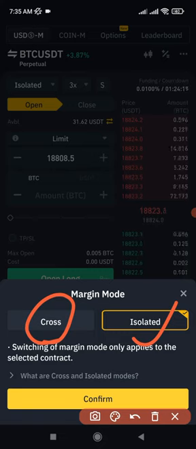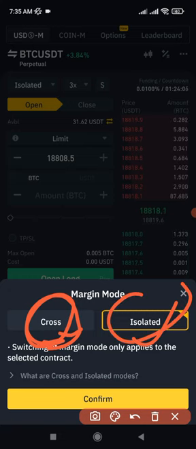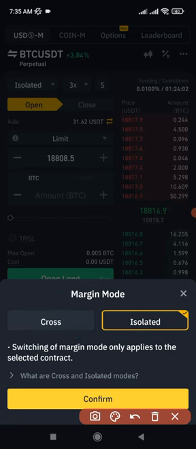And this will be affected when you get liquidated. All right. So this helps to push your liquidation price further. But if you get liquidated, it means you are risking the whole money on your account. But isolated will only be that little money you are using to trade at that particular time. Okay. So always make sure that you use the isolated mode.